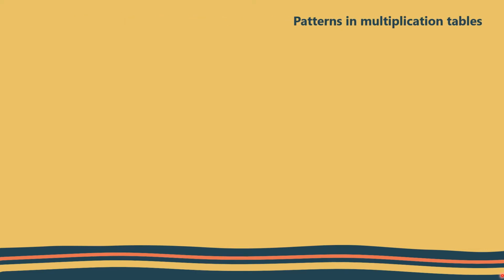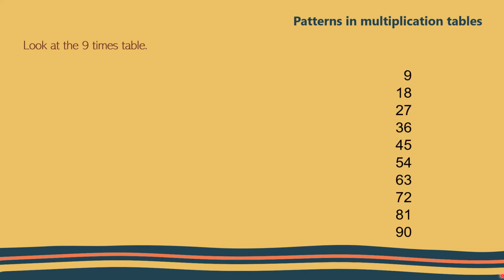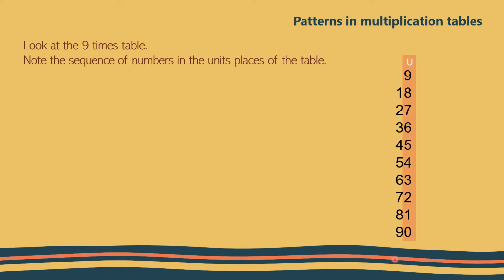Patterns in multiplication tables. Look at the 9 times table. Students, here is the 9 times table. Here only the answers are written, that is the products. Note the sequence of numbers in the units places of the table. So you have to note only the unit place of the table. This is the unit place.